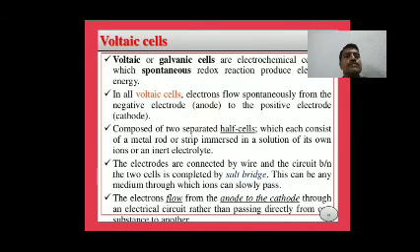The electrons flow from the anode to the cathode through an electrical current rather than passing directly through the electrolyte.